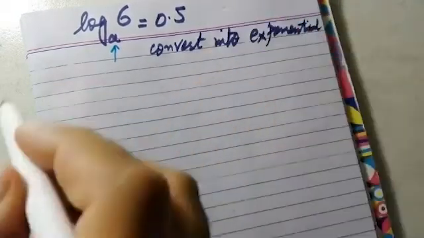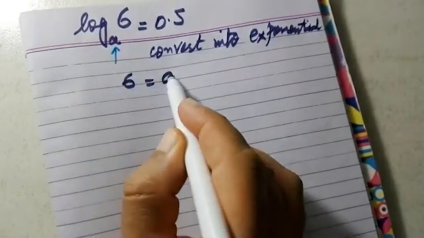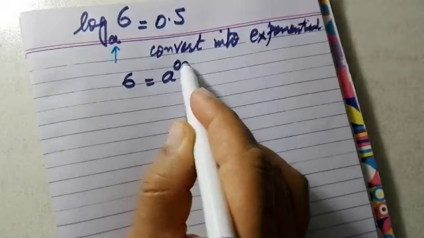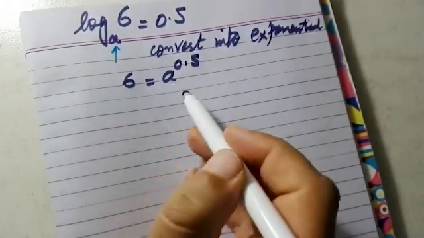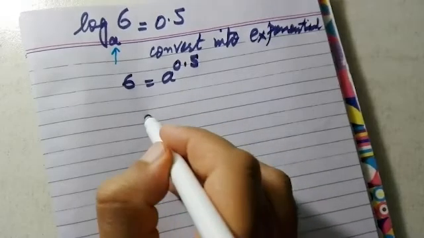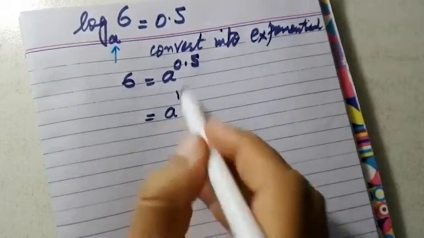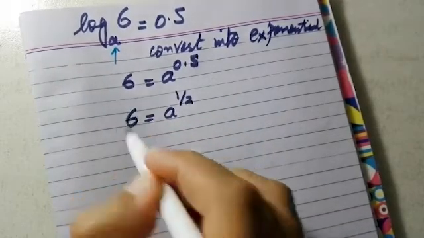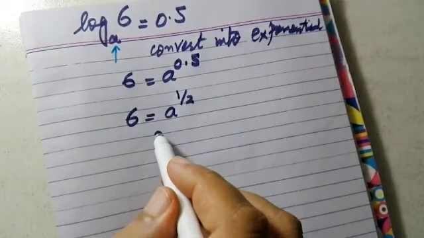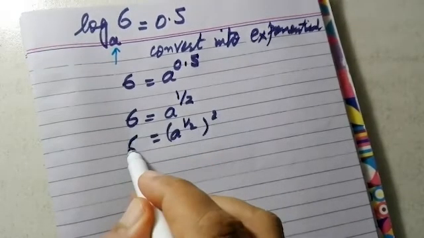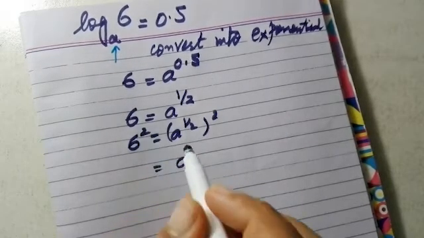For that purpose, once again you will convert this expression into exponential form. So how to write exponential form? Once again, keep 6 on this side, shift a to the other side, it will become a raised to power 0.5. This is how we convert logarithmic form to exponential form. Because we need to find a, and you know that a raised to power 0.5 means power 1 by 2. 0.5 is equal to half, equals 6.